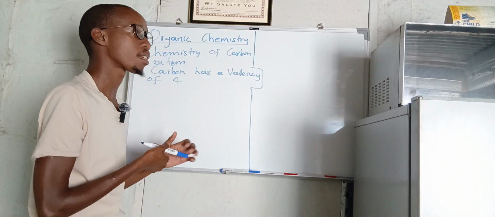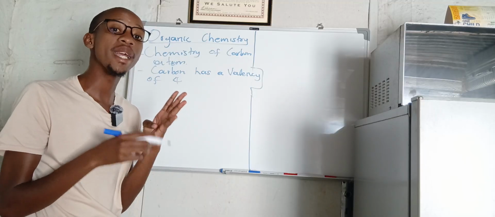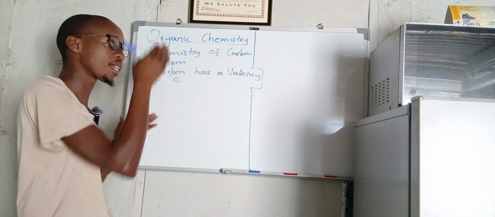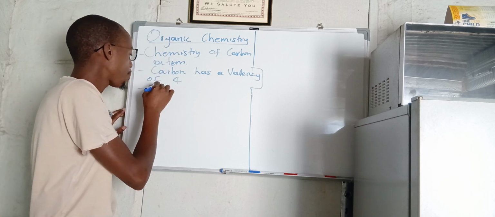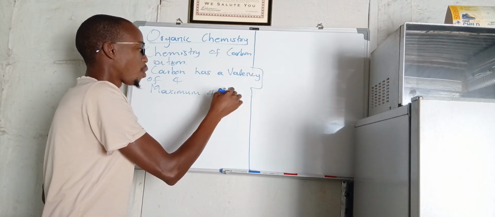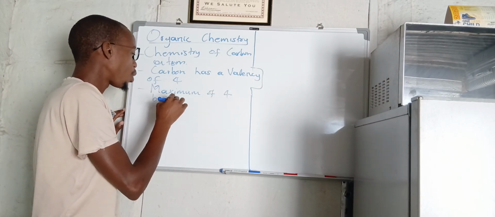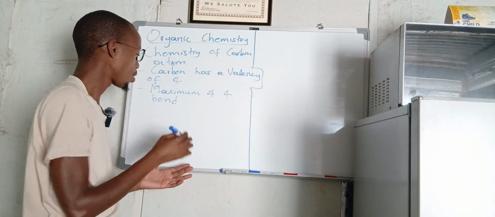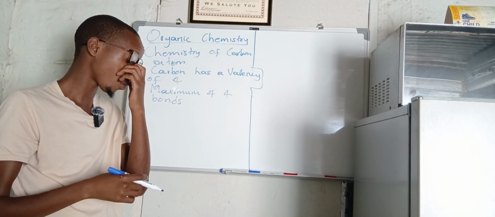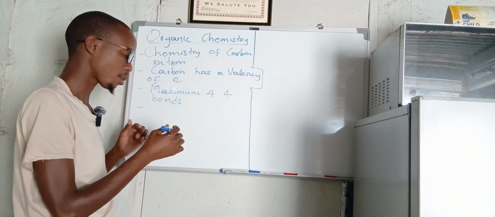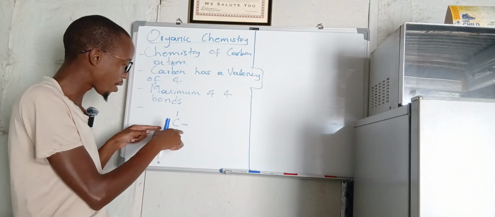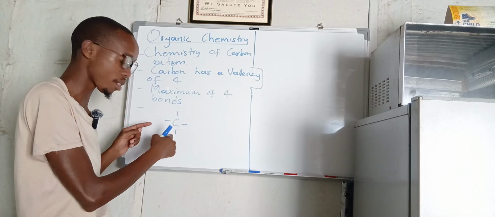In simple terms, carbon can make a maximum of 4 bonds, meaning it can bond with a maximum of 4 other elements, you see. If you remember in grade 10 or 11 when we did a topic of this nature, this is single bond, single bond, single bond, and single bond.